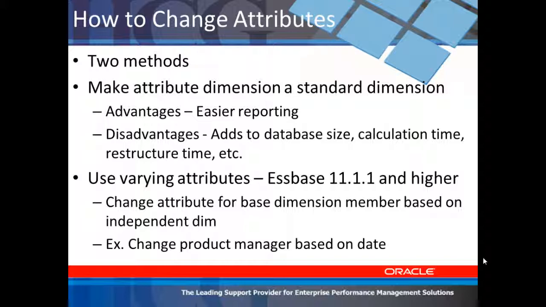Whereas the real topic here is why not use the new varying attributes, which was created in Essbase 11.1.1, and change the attribute for a base dimension member based on some independent dimension that varies. For example, I could change a product manager, the product being the base dimension and the manager being the varying attribute dimension. I could change that manager based on the date, which is then the independent dimension.